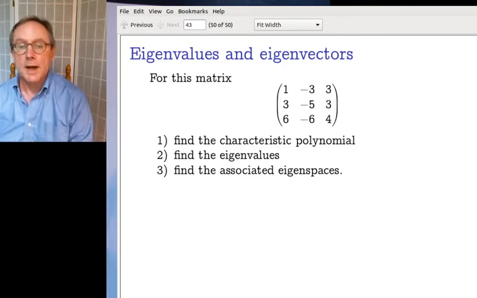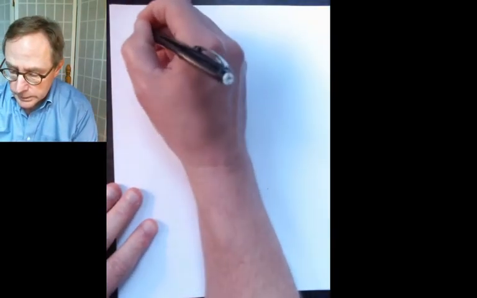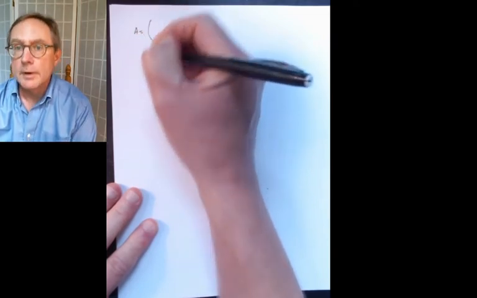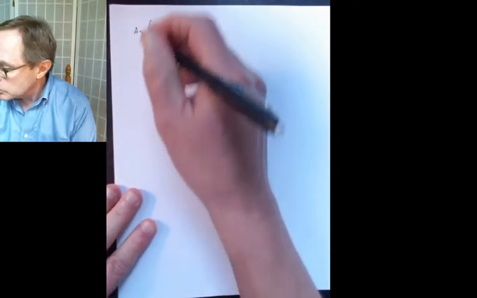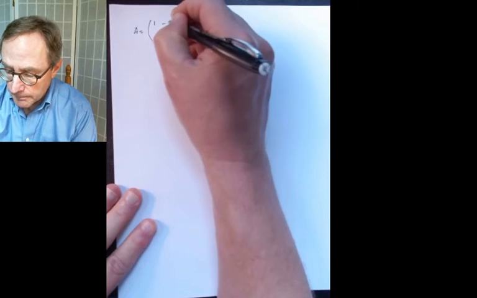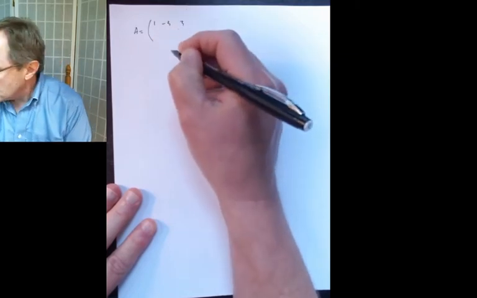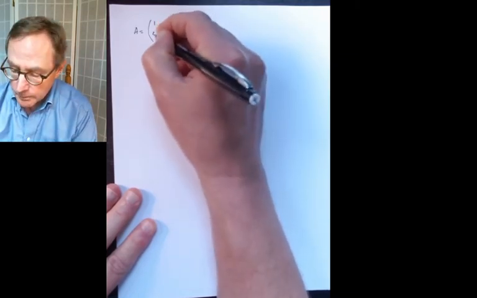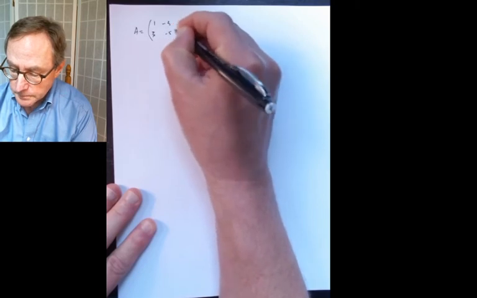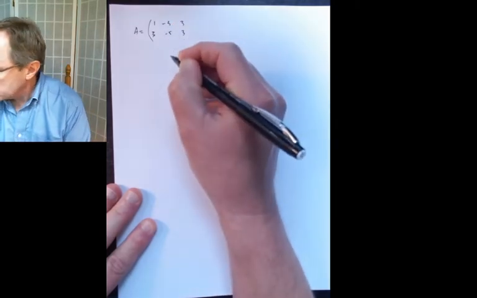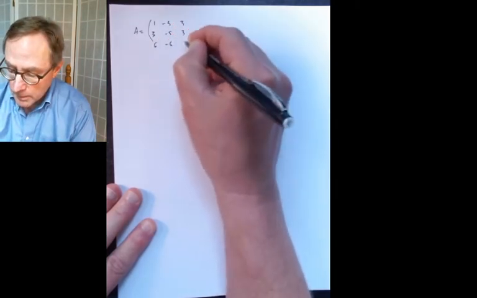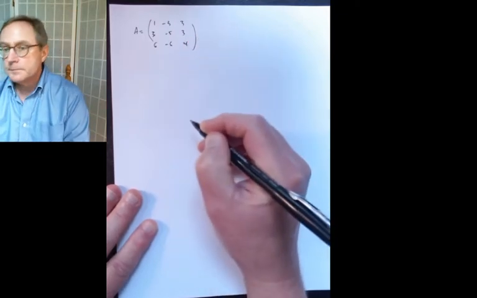Okay, so let's have a whack. So let's see. The matrix A is, in my notes it says, 1, minus 3, 3, and then 3, minus 5, 3, and then 6, minus 6, 4. Okay.